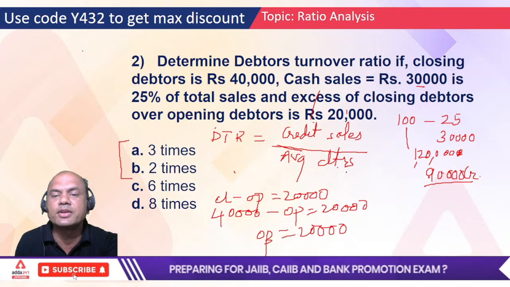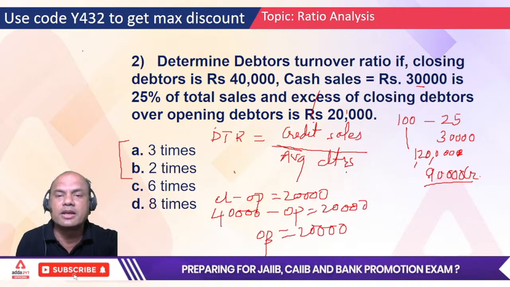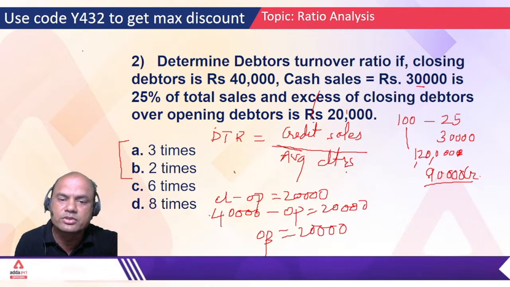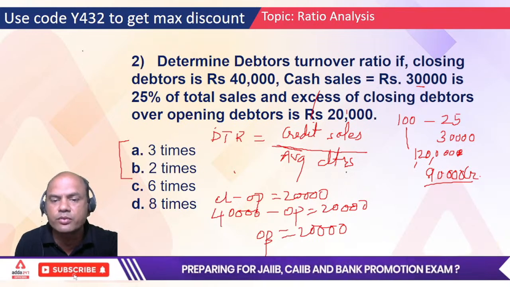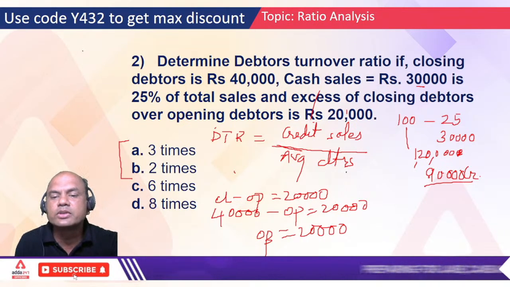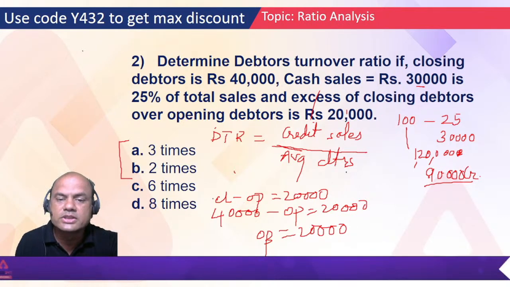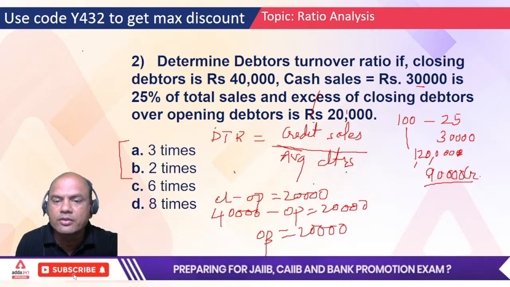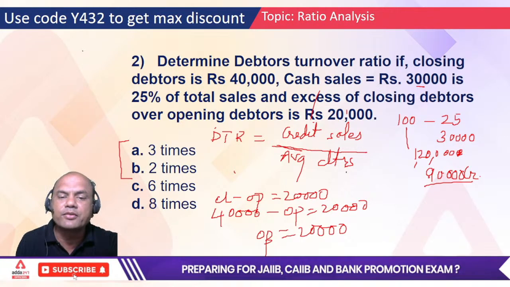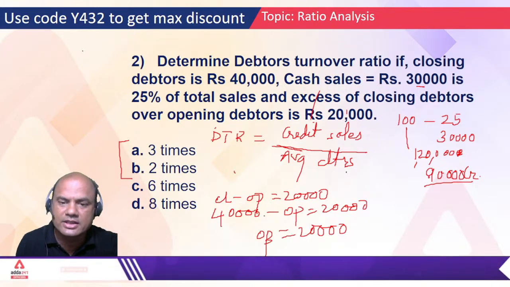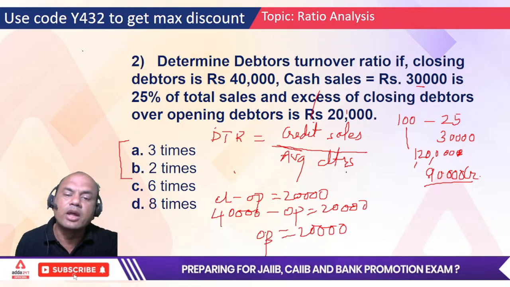Now denominator, average debtors. What is given about debtors? See this. Debtors is 40,000 and it is 20,000 above the opening. So closing minus opening is 20,000. 40,000 minus opening equals 20,000. So opening I've got it, 20,000. Got this? Closing 40,000 minus opening equals 20,000. So to find the opening, take 40,000 on the other side, and after adjusting all the plus and minus signs we get 20,000. Okay, so now opening is 20,000.